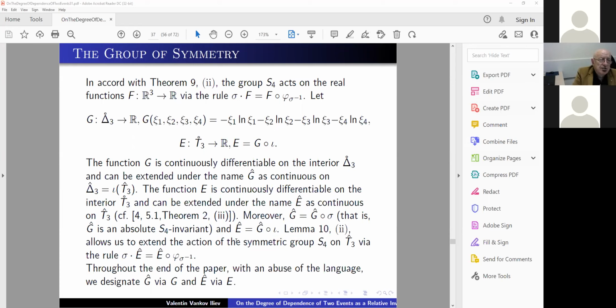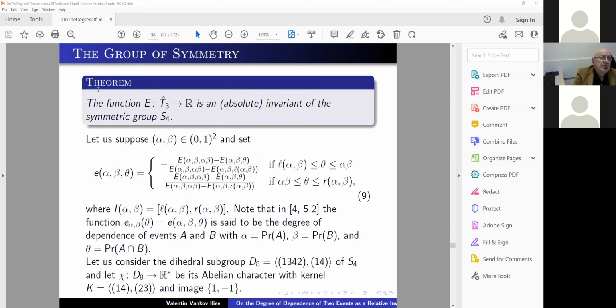By the way, throughout the end of this work, with abuse of language, we designate G theta via G and E theta via E. So we consider the extended functions. And here we have a theorem, which can be proved easily. I omit the proof. This function, the entropy function defined on T3 hat, is an absolute invariant of the symmetric group S4.